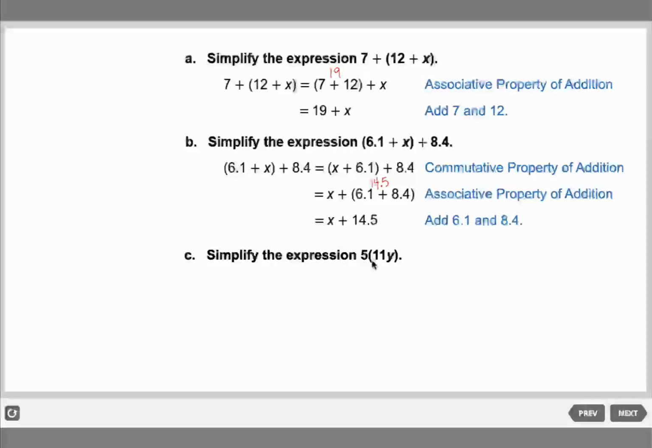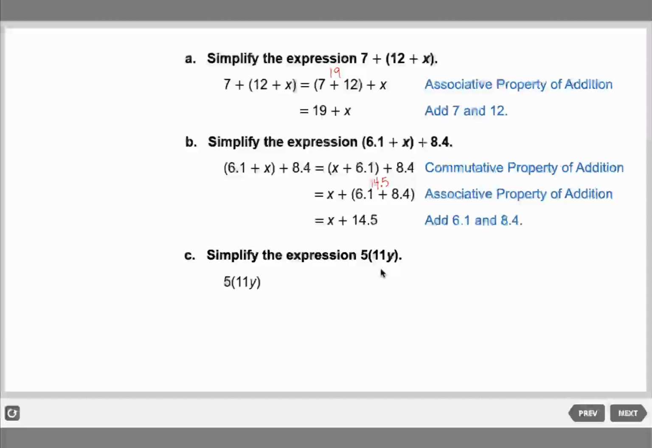Let's see the next one. We have 5 times 11y. 11y means 11 times y. Okay, which two factors should we multiply? 5 and 11. Do we need to change the order? No, because we have 5 first, then 11, then y. We do not need to change the order. So we do not use commutative property here.